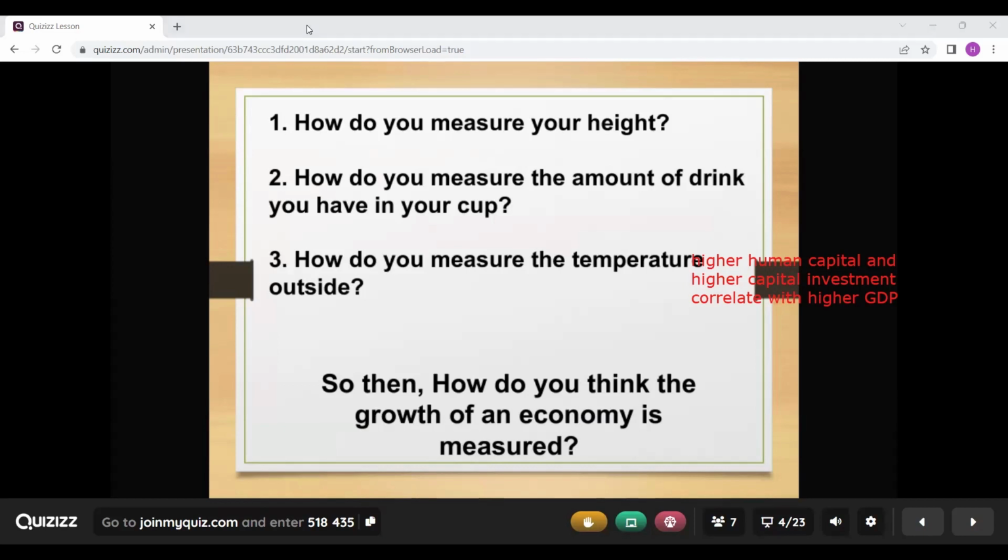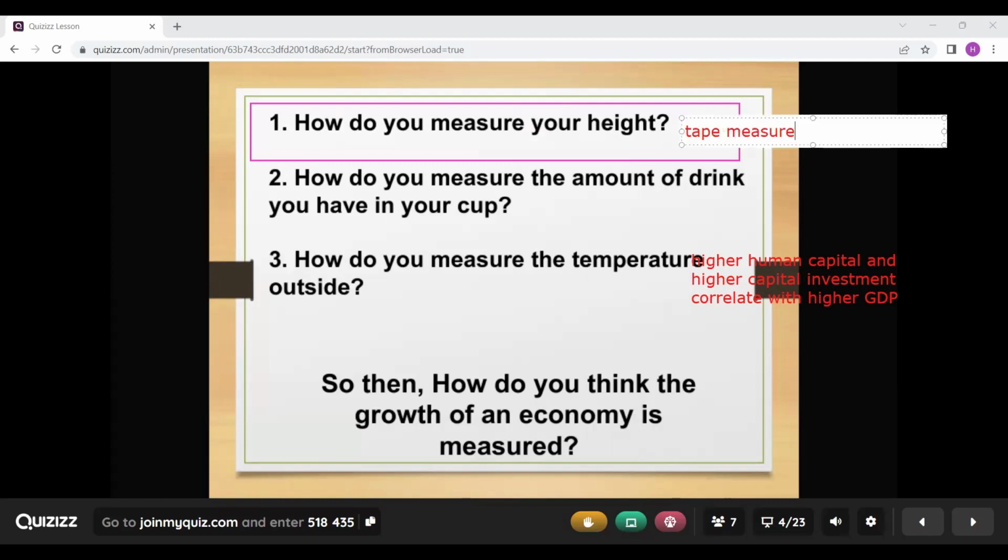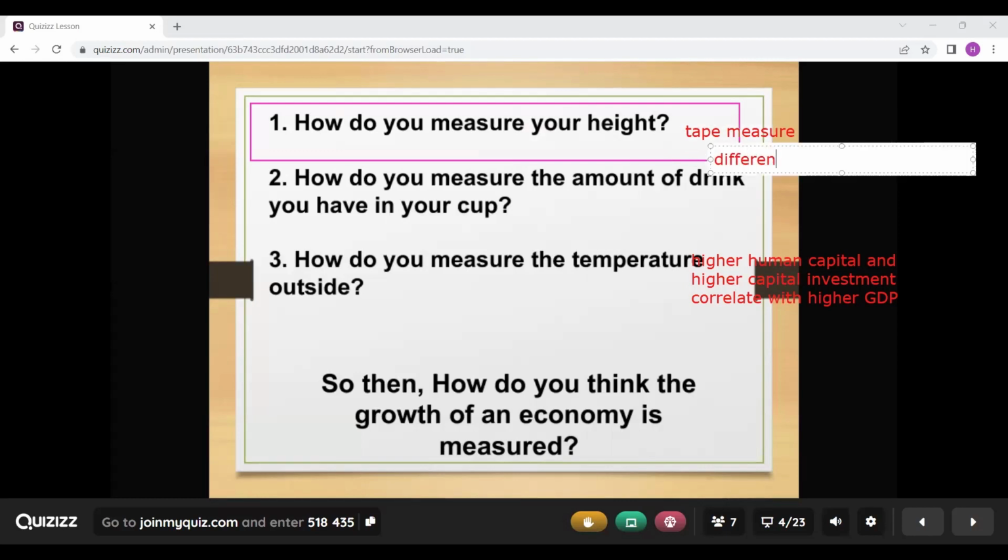I'll ask Olivia, how do you measure your height? Like when you say height, like how tall something is? Yes, like with a tape measure? Exactly. Yeah, a tape measure. Great job, thank you, Olivia. So there are different ways of measuring things. Like height, we measure with a tape measure.